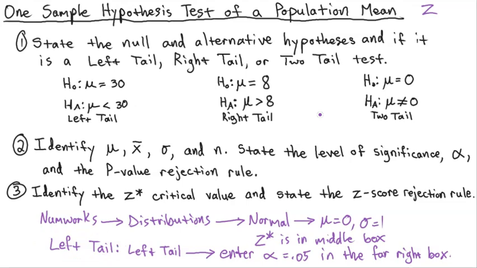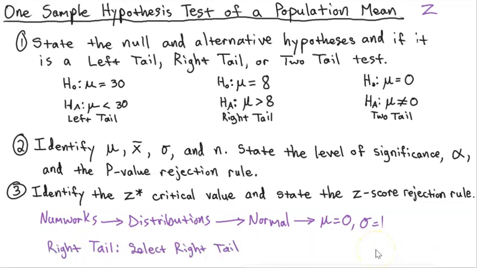Now let's see what happens if it's a right tail test. If it's a right tail test, you're going to select the right tail option, and then you're going to do exactly what you did with the left tail. You're going to enter whatever the alpha is in the far right box. And then just like with the left tail test, the critical Z value, Z star, is in the middle box. Okay, I want to write that down, maybe pause and write that down.